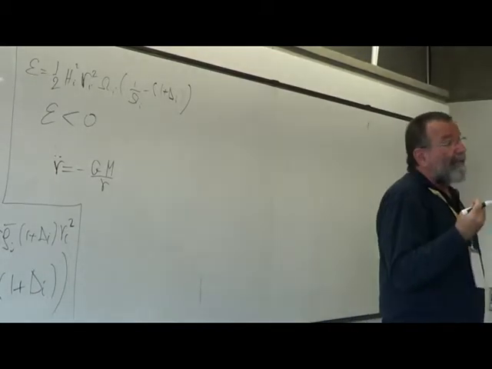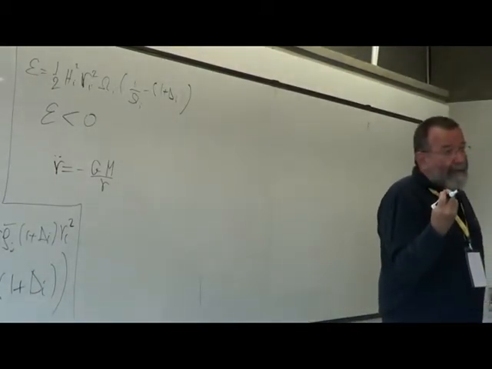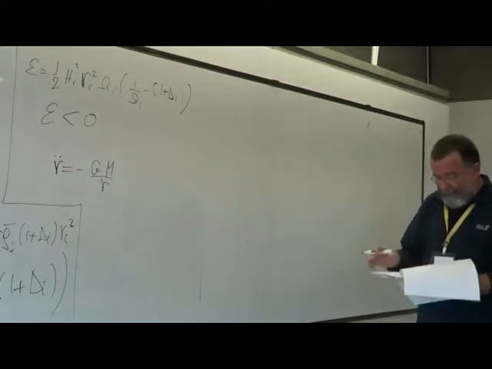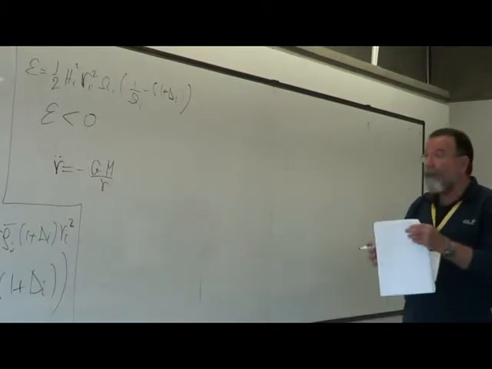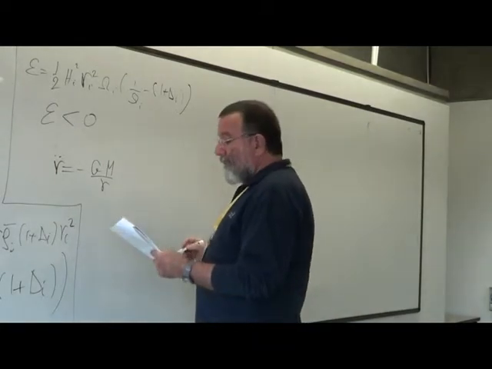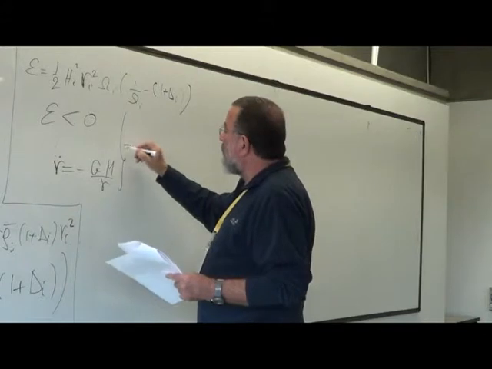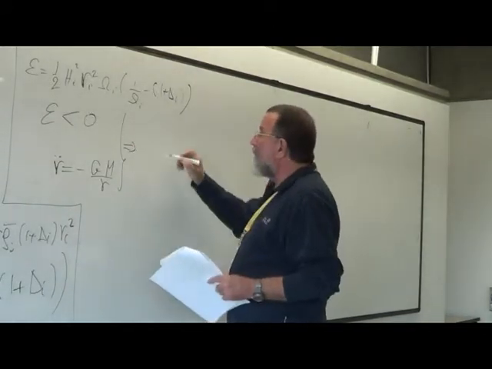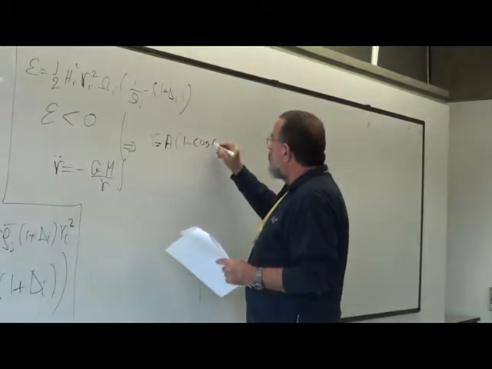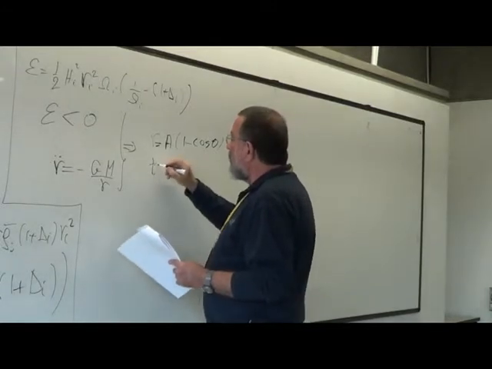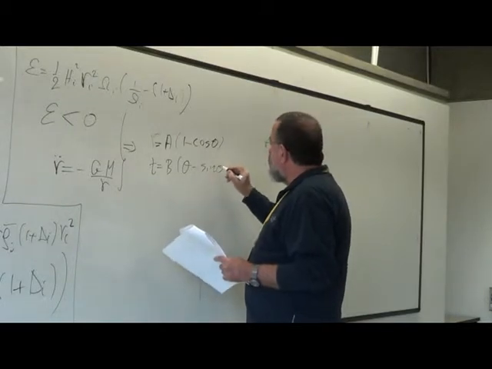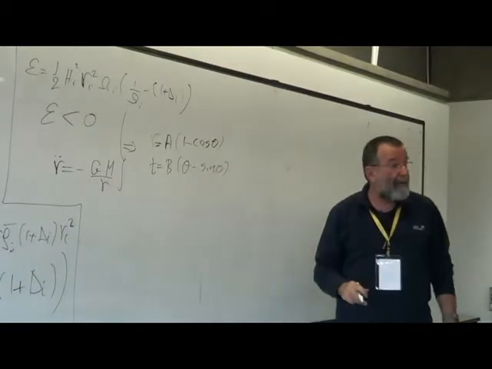We divide it, and that's the solution of the Friedmann equation for omega larger than 1. So when I write the result, from these two things I can write R to be some constant A times (1 minus cosine theta), and I have here a T, which is B times (theta minus sine theta). By now you know this solution.